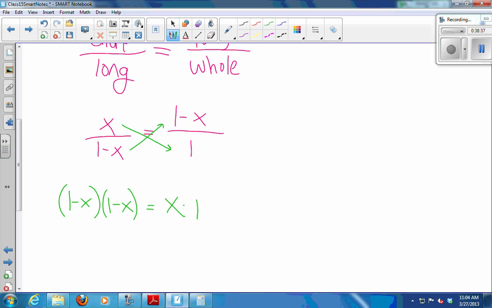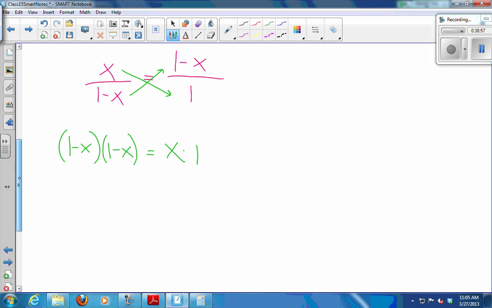Does this look familiar? It looks familiar, but I can't place it. It's the 1 minus x and 1 minus x. So what I did is I didn't actually multiply them together yet. I just wrote (1 minus x) times (1 minus x). I didn't do the multiplication yet.